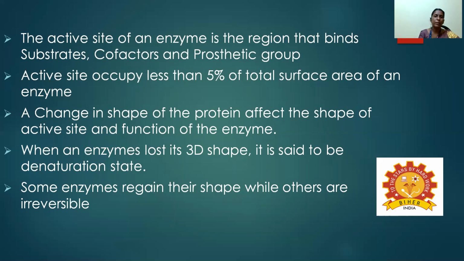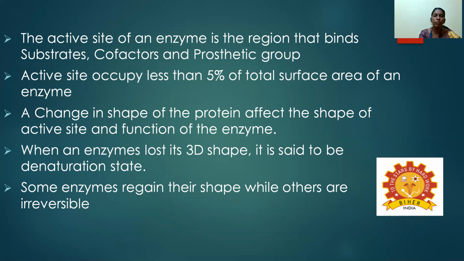So only 5%. Changes in the shape of a protein can affect the shape of the active site and the function of an enzyme. If the shape of the protein changes, therefore we say that the tertiary or three-dimensional structure is involved in the activity of an enzyme. So changes in the shape of the protein affect the shape of the active site and the function of the enzymes.